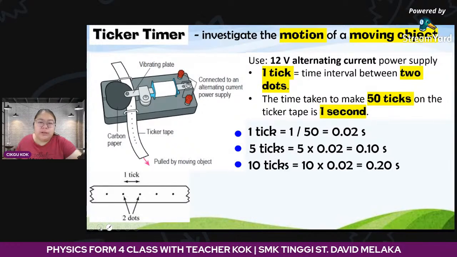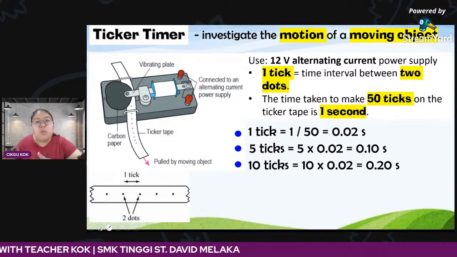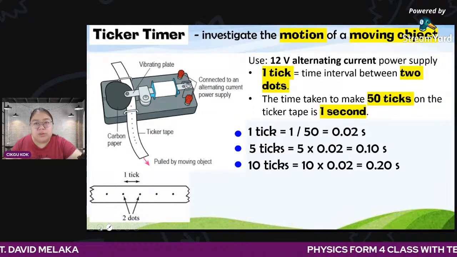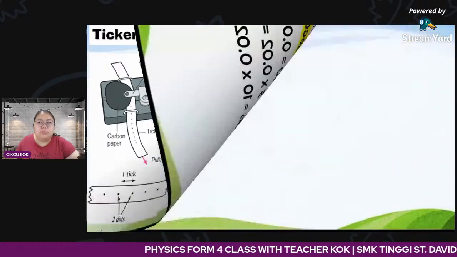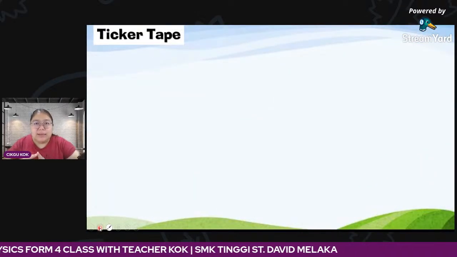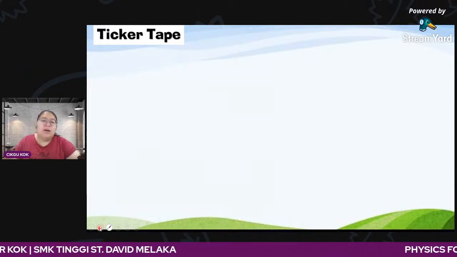So we go through here. 10 ticks means 0.2 second. So you remember one tick is how long first? One tick is 0.02 second. So we continue. Not 10 second. 2 second also wrong. It's 0.2. Okay, now we go to ticker tape.